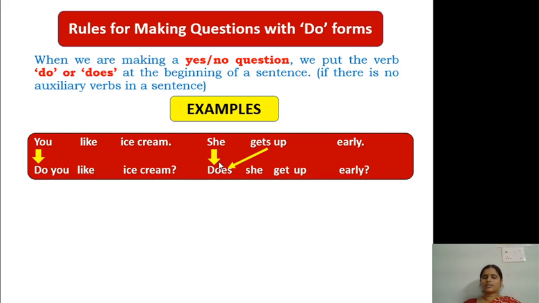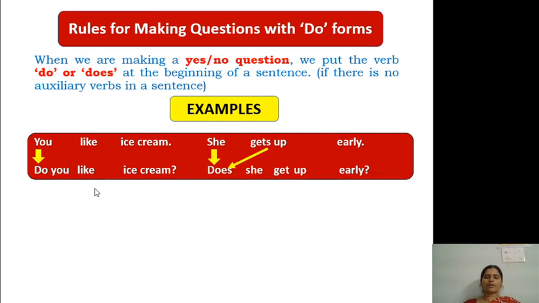When you use does in a sentence, there is no need to add s to the verb. It is implied. So, does she get up early? So, when you are using a third person singular, then we have to take the does form. When you are using the other persons, we can make use of do to frame the questions.